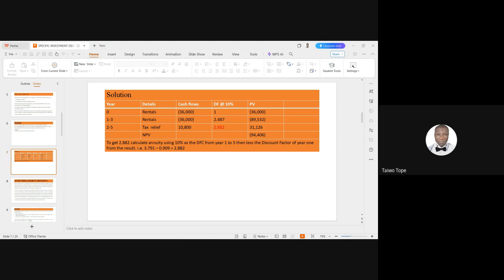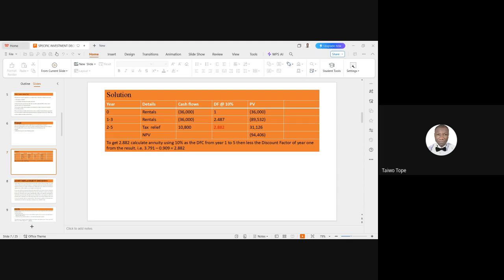To get 2.882, calculate the annuity using 10% as a discount factor from year 1 to 5. Then deduct the discount factor of year 1 from the result. So once you get the annuity from year 1 to 5, you deduct the discount factor for year 1 to get the period 2 to 5. That is, year 2 is 1, year 3 is 2, year 4 is 3, and year 5 is 4. So you do it in that order.